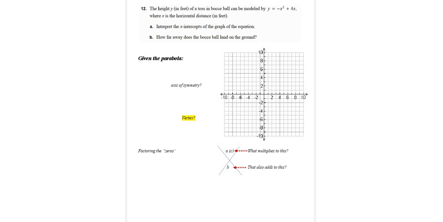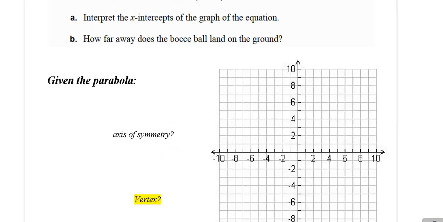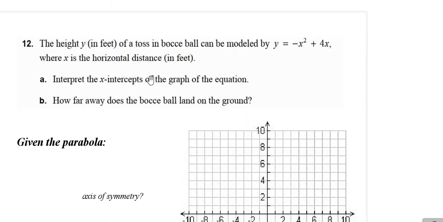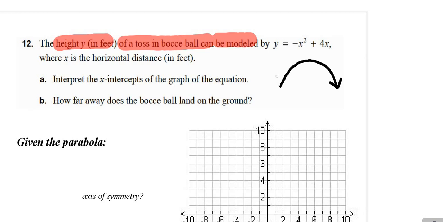Let's go over this word problem here. Usually that's where students have a lot of trouble. So it says the height, y, in feet of a toss of a bocce ball can be modeled by this. Because this is a ball toss, we know the parabola is going to look something like this. And I know it faces downward because right there is a negative a.